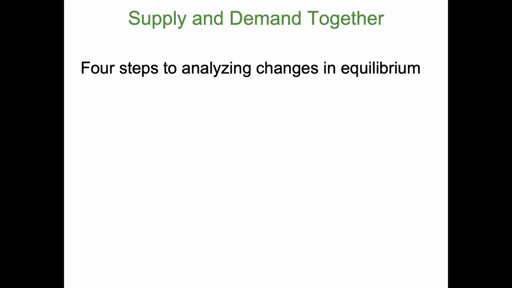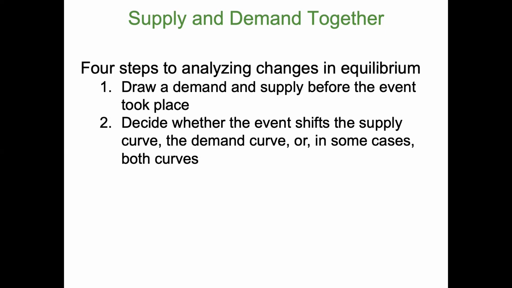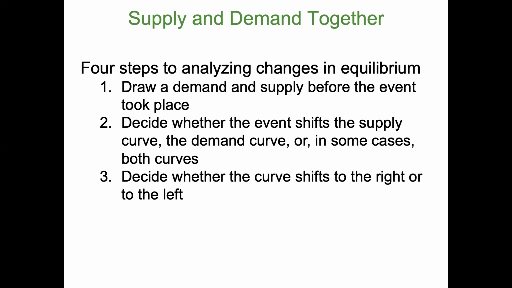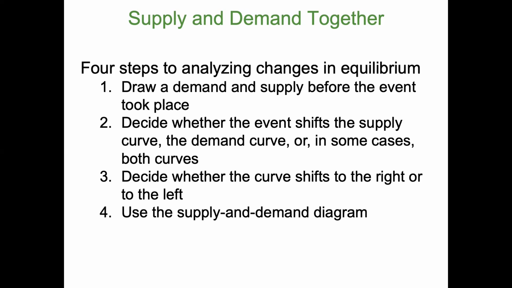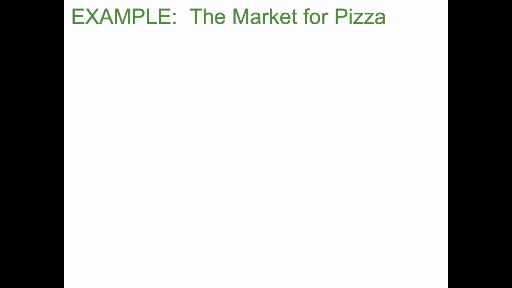To analyze the effects, we use the 4-step process. Step 1, draw a demand and supply before the event took place. Step 2, decide whether the event shifts the supply curve, the demand curve, or in some cases, both curves. Step 3, decide whether the curve shifts to the left or to the right. And finally, use the supply and demand diagram to compare the initial and the new equilibrium and the effects on equilibrium price and quantity. Let's look at the market for pizza.